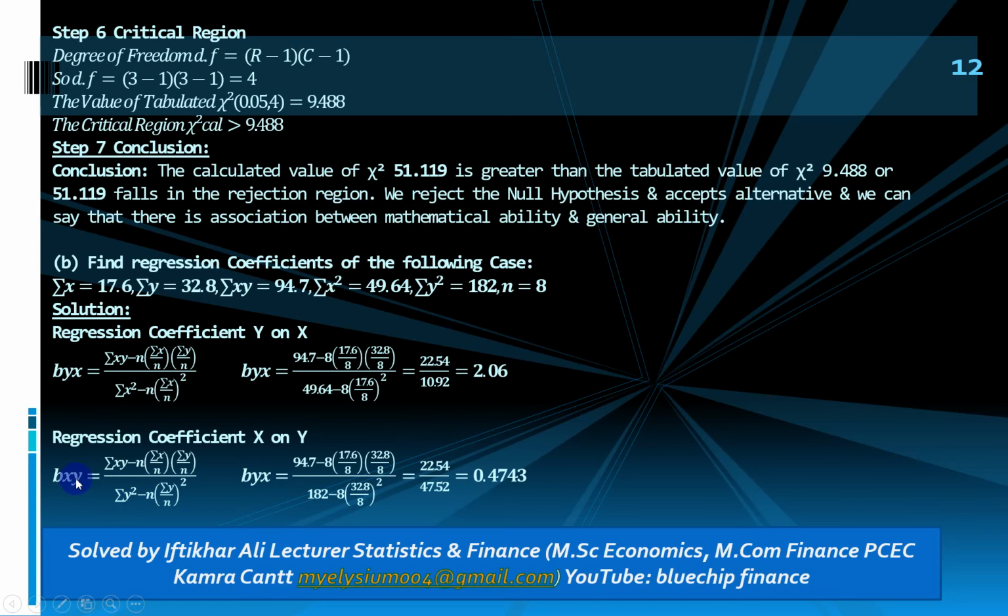In the last paper, I used the correlation method, but here the formula for regression coefficient y on x is equal to the sum of xy minus n times mean of x multiplied by mean of y, divided by the sum of x square minus n multiplied by mean of x square. And for regression coefficient x on y, the upper part is the same, but the lower part is changed, and I use y instead of x. So just put the values into these formulas and you can get the regression coefficients.